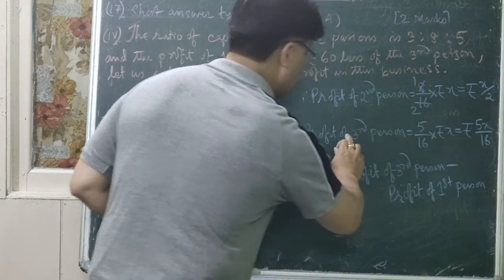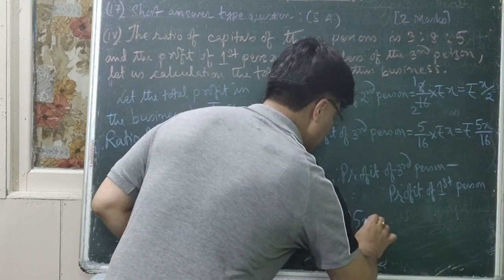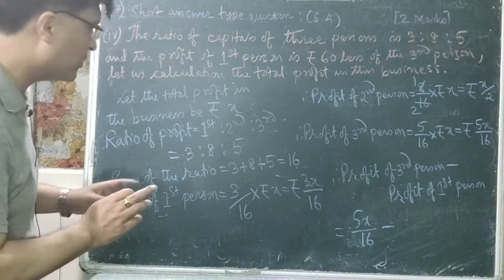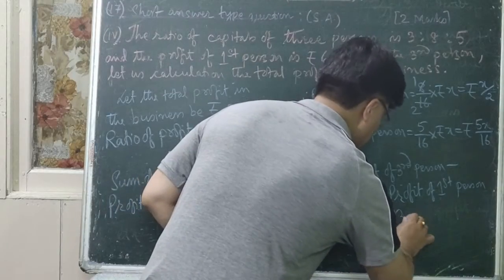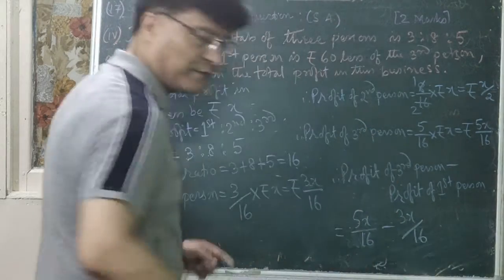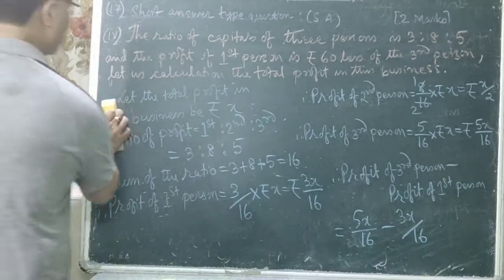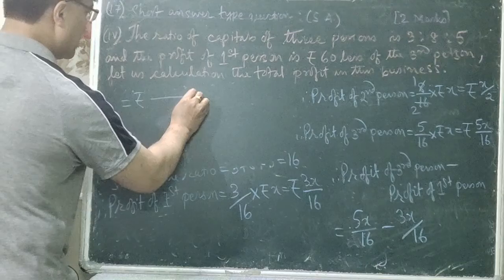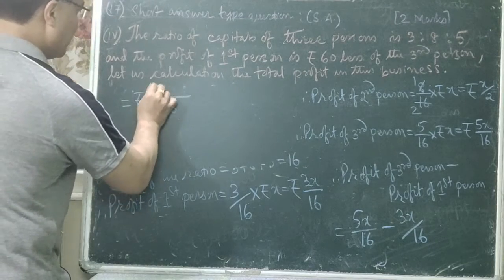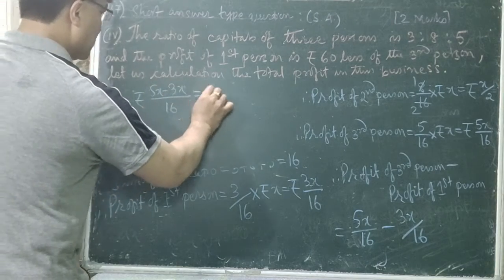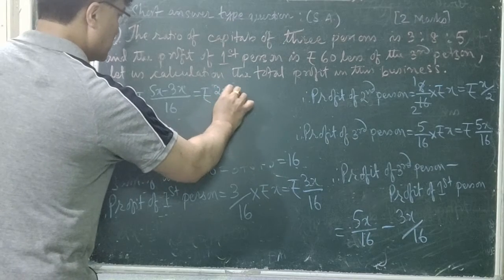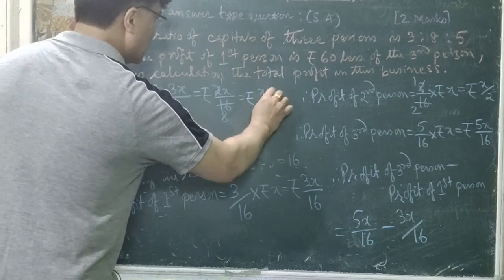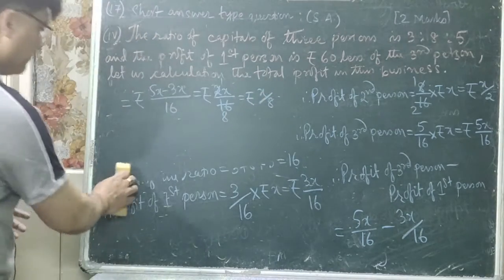Here profit of third person is 5x by 16, minus profit of first person, which is 3x by 16. So let us find it now. Which is equal to rupees, you can take the LCM 16. So it is 5x minus 3x is equal to rupees 2x by 16. 2 1s are 2, 2 8s are 16, which is equal to rupees x by 8. Is that clear?